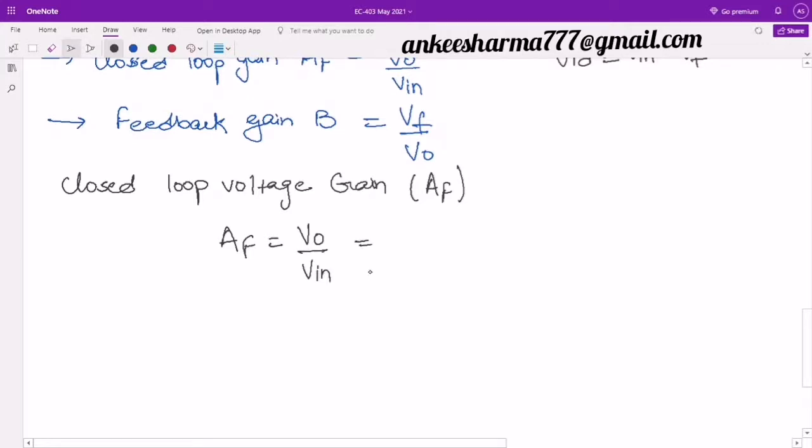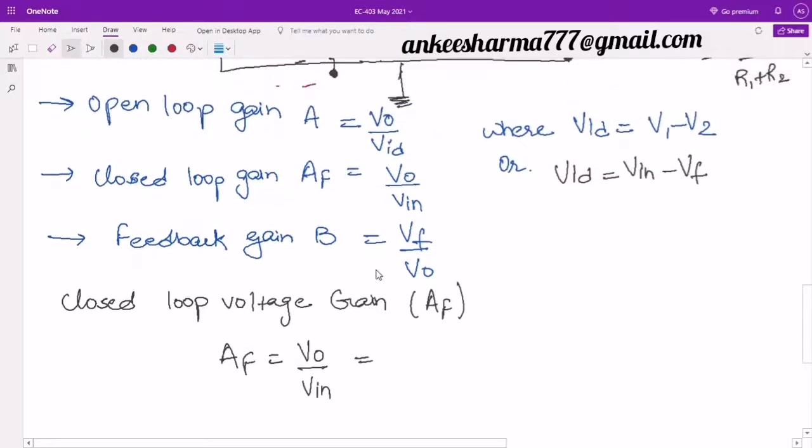What is V naught? If I take this case, A is equal to V naught by VID. So can I say that this V naught is equal to A times VID? So can I write in place of V naught as A times VID divided by VIN as it is? And what is VID? Can I use this V1 minus V2? So it will be equal to A times V1 minus V2 divided by VIN.